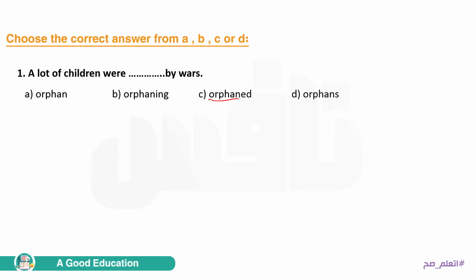So, in the past simple, we can form it with was or were plus the past participle of the verb. So, the correct answer here is orphaned.